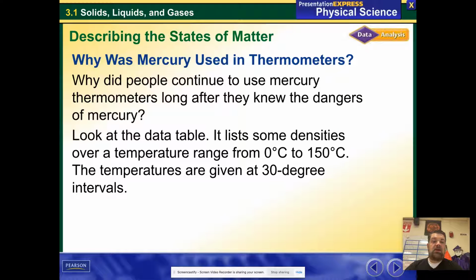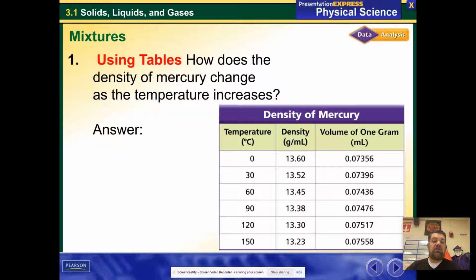Why did people continue to use mercury thermometers long after they discovered it was dangerous? Well, I'm going to show you a table in a second here: the densities over a temperature from 0 degrees Celsius to 150 degrees Celsius, with temperatures given at 30-degree intervals. If you look at mercury, the density decreases as the temperature increases, and also, here's the more important reason, the volume changes.